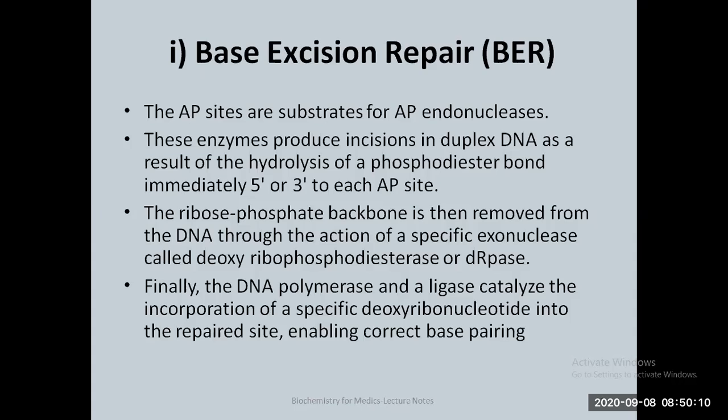So as you know, what is the function of DNA polymerase? It synthesizes a new strand, simply. And ligase, what will it do? It will connect the two sites. I mean, it connects the two DNA strands, ligates. It is like a linker.